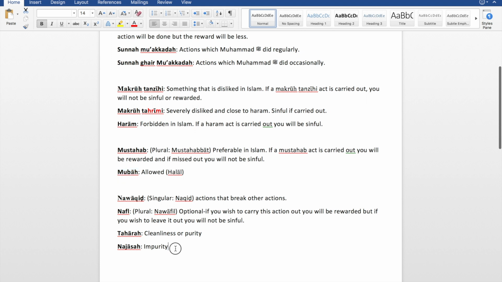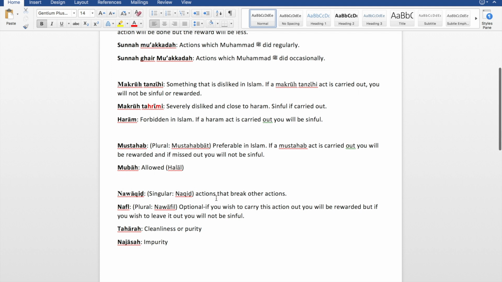Okay, so now we're going on to some other related words. Okay, so we learned what nawaqid means. Singular is naqid. Actions that break other actions. So we learned those things that break wudu. Which actions break wudu, isn't it? So that's nawaqid. Nawaqid, those actions that break other actions.